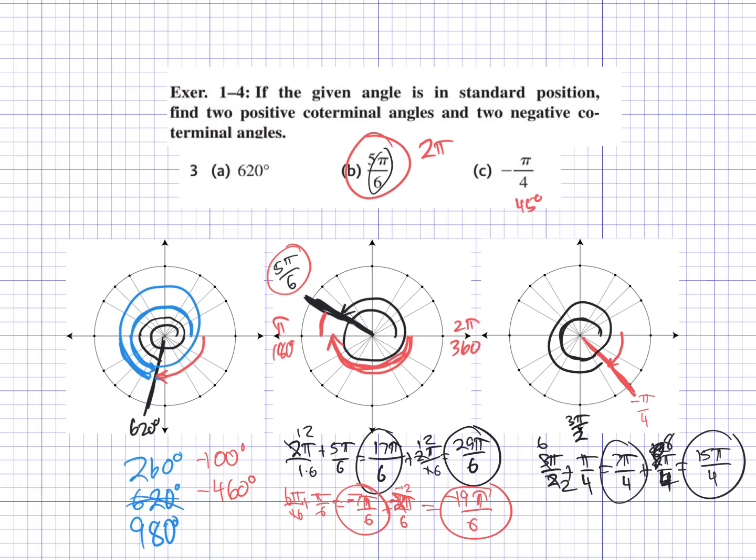Now negatives. So we go all the way around. That's 2 pi plus a pi over 4. So 2 pi plus pi over 4. Get a common denominator. 8 pi and 1 pi is 9 pi over 4. And again, that's negative. And go around another 2 pi, another negative 2 pi. Common denominator, negative 8. And negative 9 is negative 17 pi over 4. And there's your other negative coterminal angle.